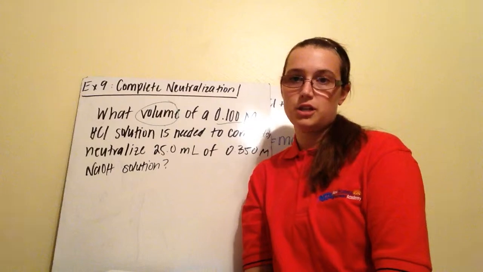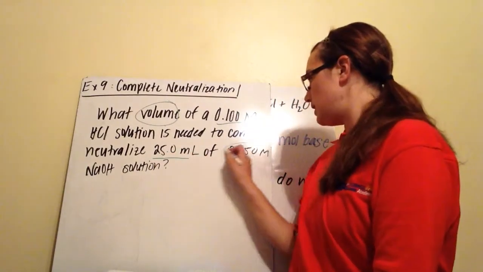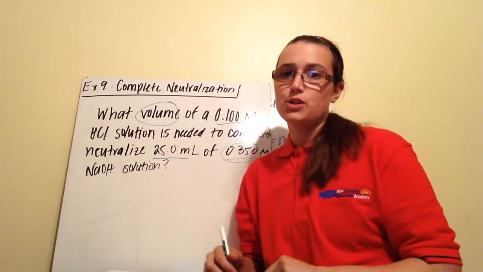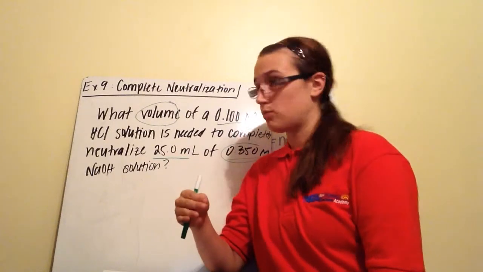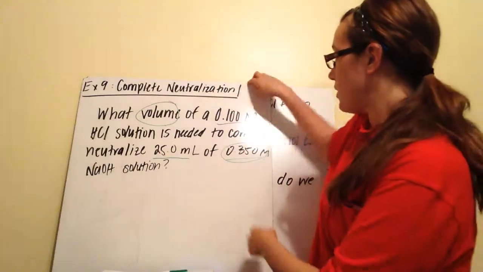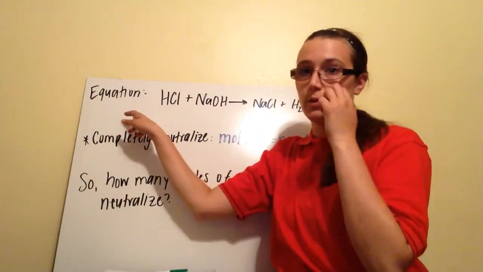We're given a concentration of HCl. We're given a volume and a concentration of NaOH. So the first thing to do whenever you have a word problem is to write a balanced equation. So the first thing that we're going to look at for this neutralization reaction is to write the equation.